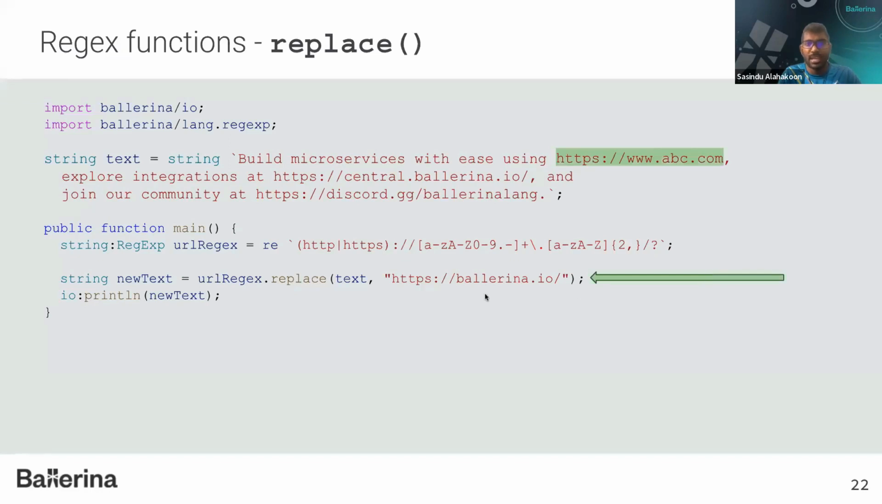So first, it will identify the first match of the regex. In this case, it is abc.com. Then it will replace that identified URL with the new string like this. So that's how it works.